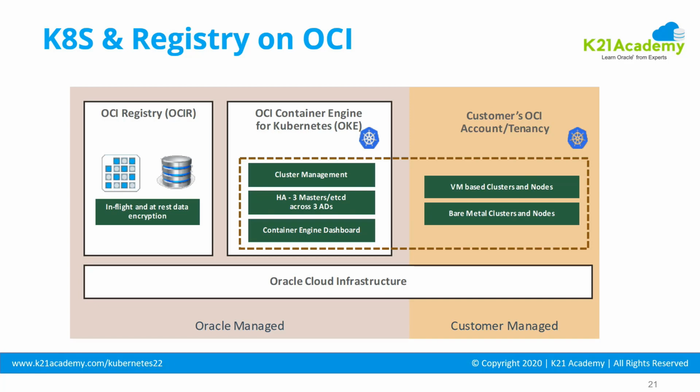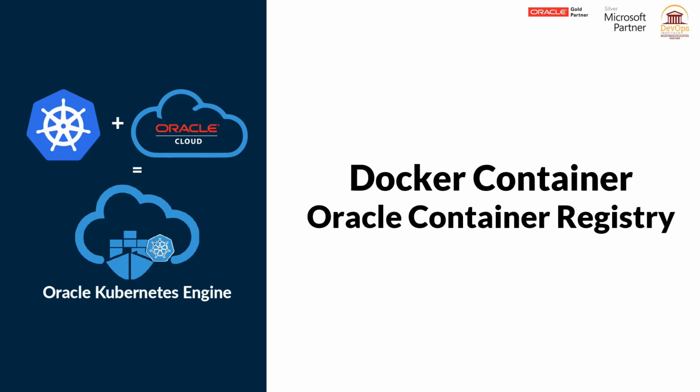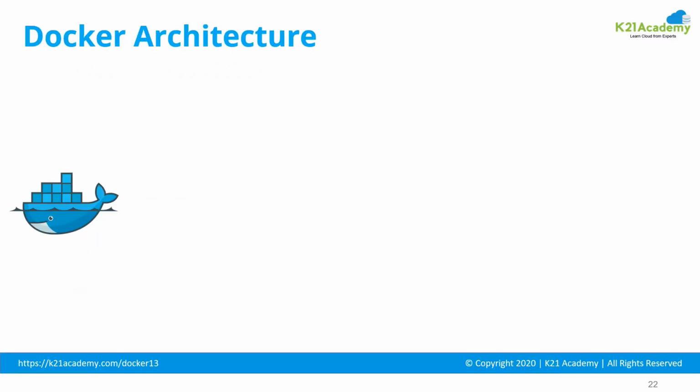Now, at the start, I mentioned that in Oracle Kubernetes, or managed Kubernetes on Oracle Cloud, the OCI registry is absolutely free and managed by Oracle. So let's look at what is a registry, or Oracle Container Registry, for Docker containers. In order to understand the registry, we need to first understand the Docker architecture. On a very high level, the words Docker and containers are used interchangeably, and Docker is one of the types of containers.